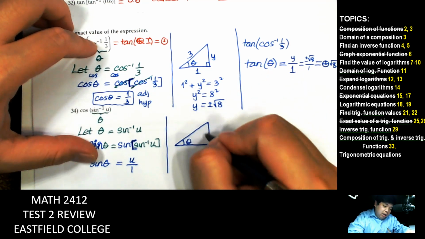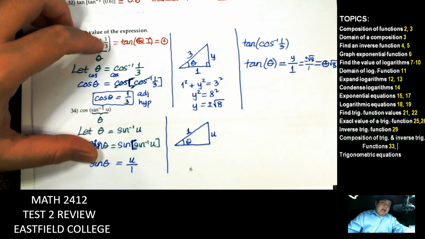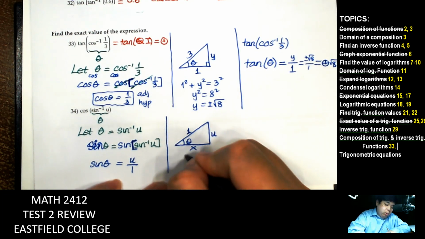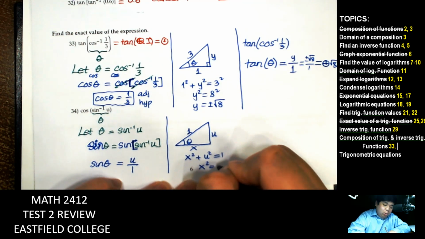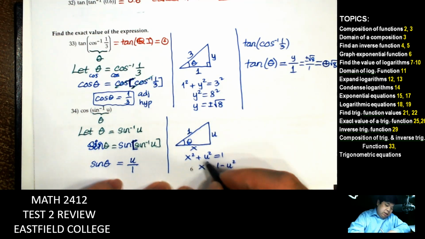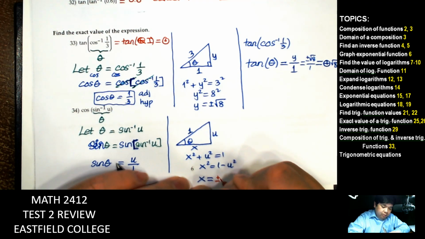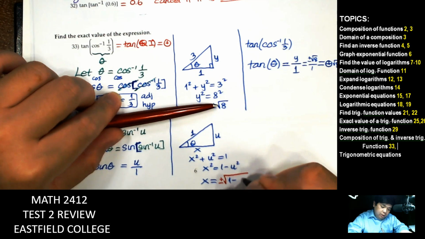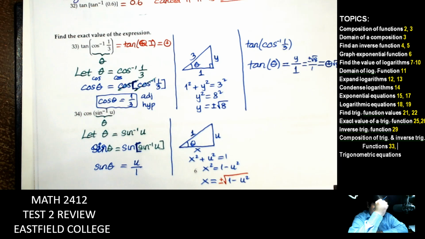Right. Sine is opposite over hypotenuse, and we don't have this, so we have x squared plus u squared is 1, so x squared equals 1 minus u squared, and to get rid of the square we take the square root, and there's the plus or minus. And now we need to determine if it is positive or negative.